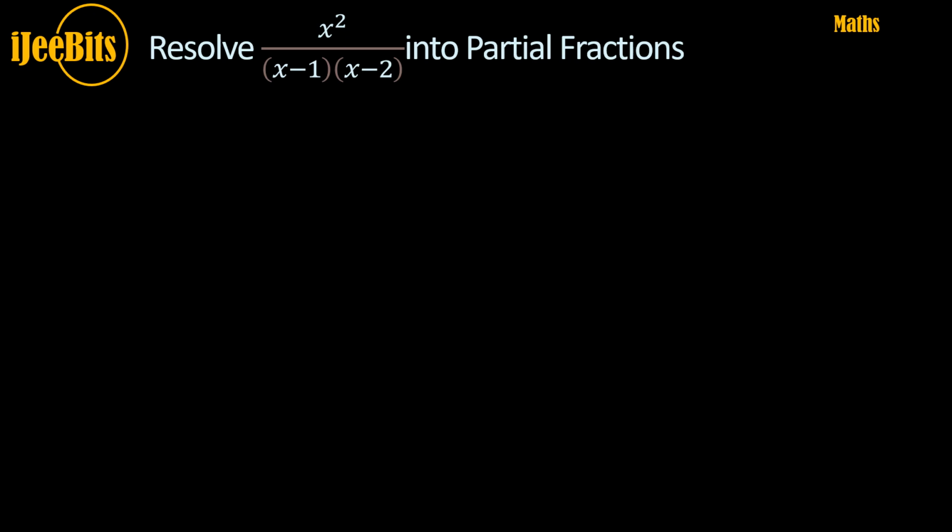Okay, let's look at this problem statement. Resolve x squared by x minus 1 times x minus 2 into partial fractions. First, you have to check whether it is a proper fraction or not. How do you check a proper fraction? Again, the same rule we have to apply. For a proper fraction, the degree of numerator should be lesser than the degree of denominator. In our case, the degree of numerator is 2, and the degree of denominator is also 2, right? So this is not a proper fraction, isn't it? To get the proper fraction, you have to divide the given function to make it a proper fraction.